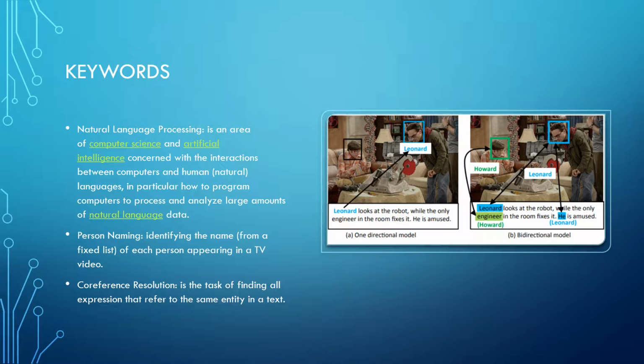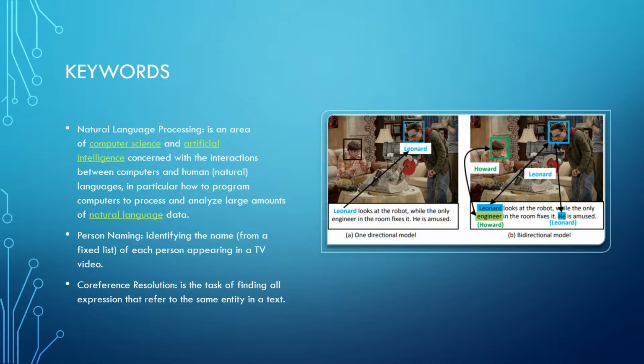Keywords. Here are some of the keywords that you should get yourself familiarized with. First is natural language processing, an area of computer science, particularly artificial intelligence, concerned with the interactions between computers and human "natural" languages, in particular how to program computers to process and analyze large amounts of natural language data. Person naming is identifying the name, from a fixed list, of each person appearing in a TV video. Coreference resolution is the task of finding all expressions that refer to the same entity in the text.